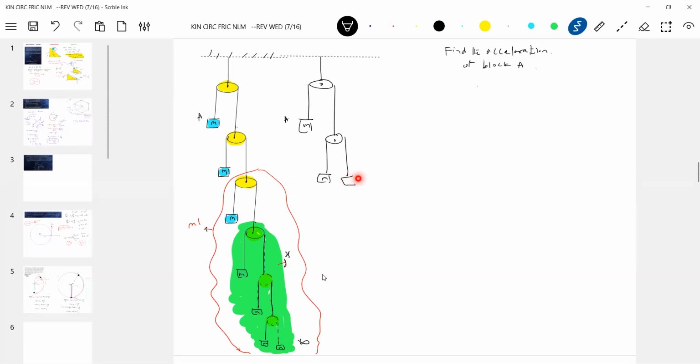This will be m dash. Are you able to see this? What is m dash? The red color one. The whole thing, everything, I'll replace with an equivalent mass m dash. I'll bring it here. For this m double dash, this one, I'll replace.